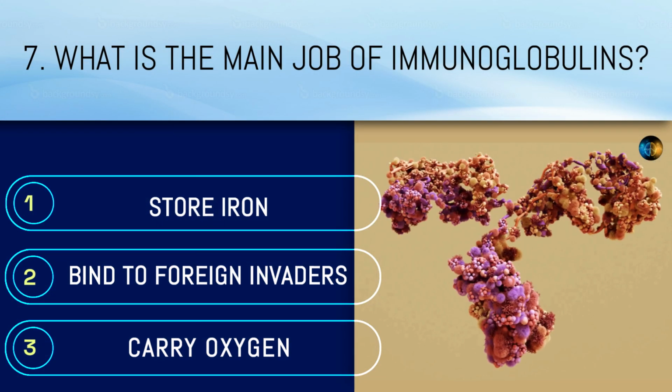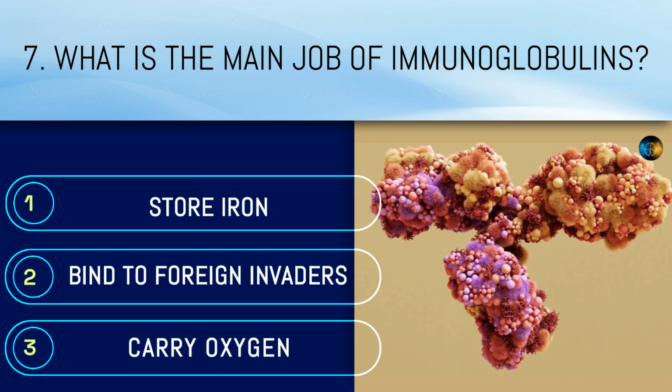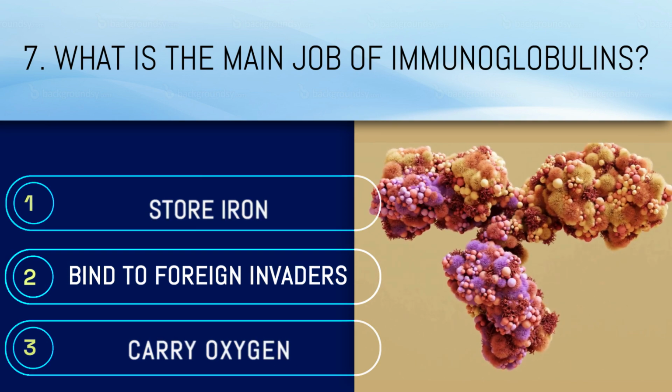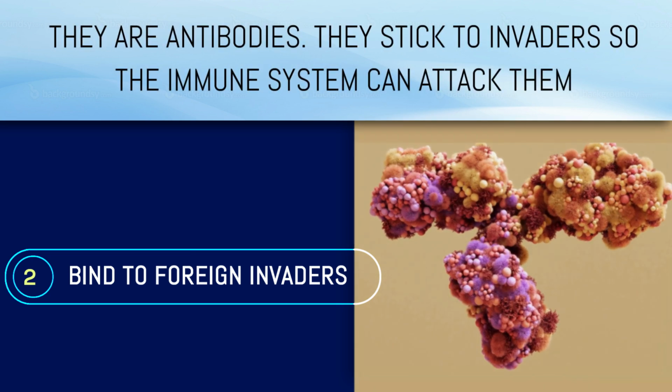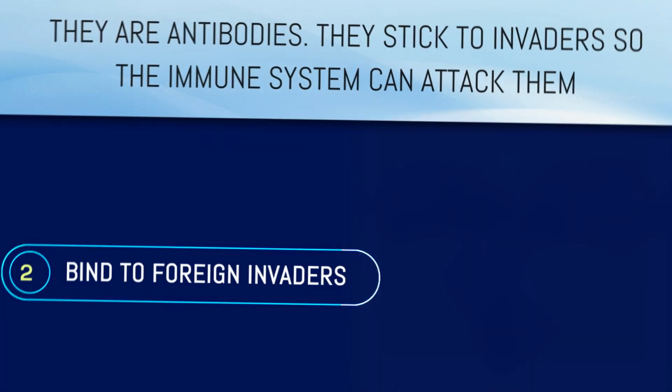What is the main job of immunoglobulins? Store iron, bind to foreign invaders, carry oxygen. Bind to foreign invaders. They are antibodies. They stick to invaders so the immune system can attack them.